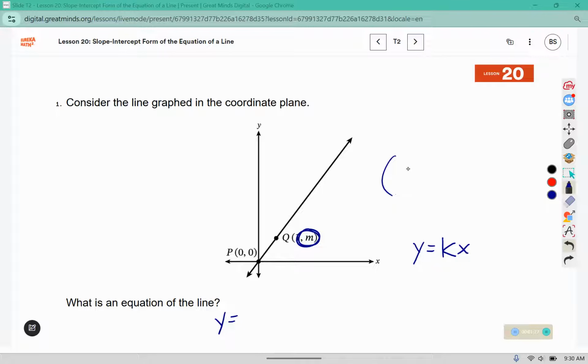We also know that the point (1, k) tells us the unit rate, so if we have (1, m), the k can get replaced with the letter m. So the equation is y equals mx. It's a proportional line, so it follows that pattern, y equals kx, and the unit rate is the slope.